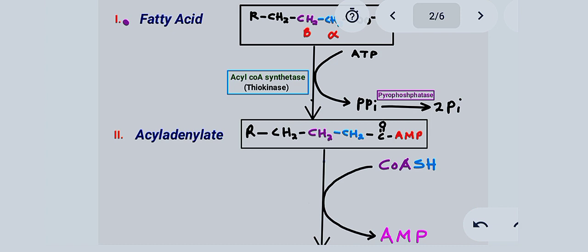I'm pretty sure you know what oxidation is. Oxidation is simply loss of hydrogen ions, or we can say loss of electrons. So oxidation reactions will be taking place right there.